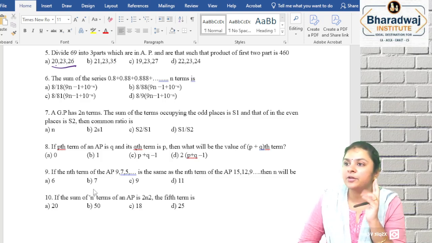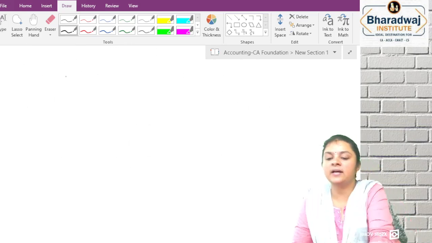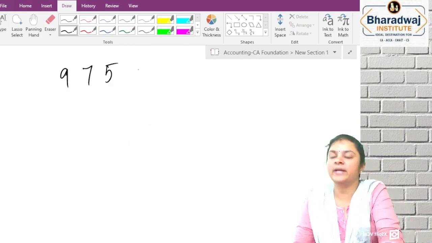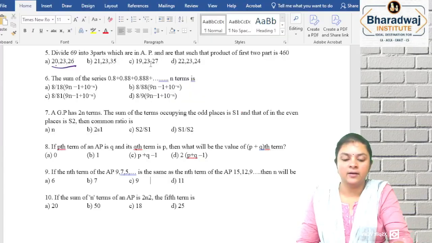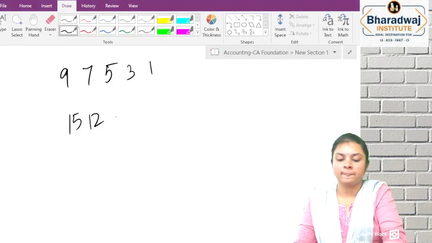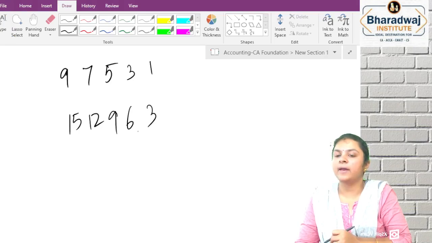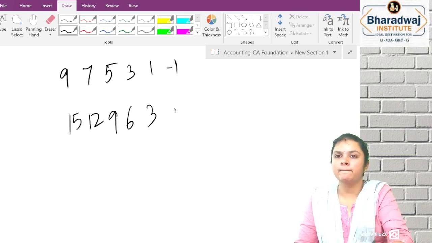Either you can do it by equating, or otherwise, writing out the terms is simple. See here, the AP is 9, 7, 5. Go ahead: 3, 1. Hold on till here, we will go to negatives later. Now come to the other AP: 15, 12, 9, 6, 3. After that, here 0 or minus 1? Minus. This is minus 1. Here 0.